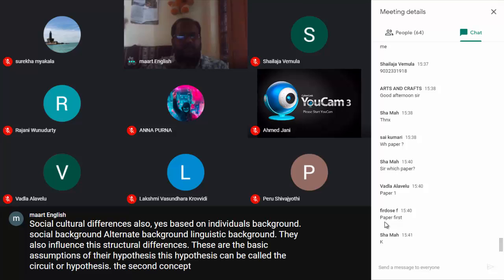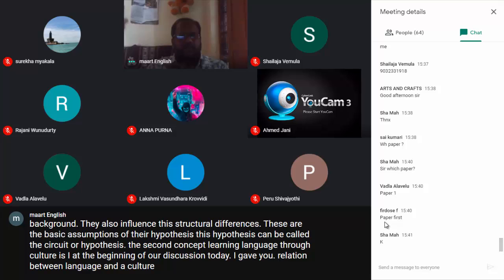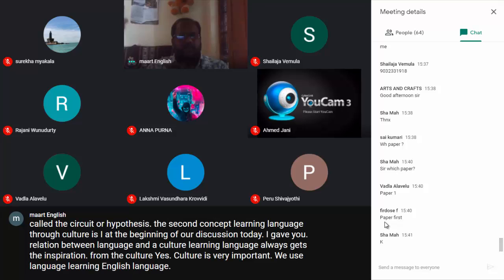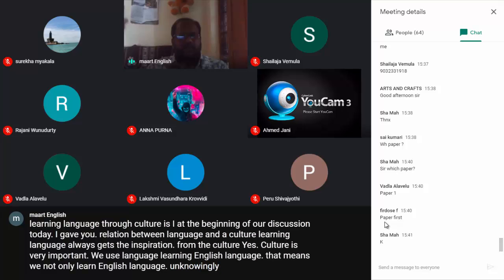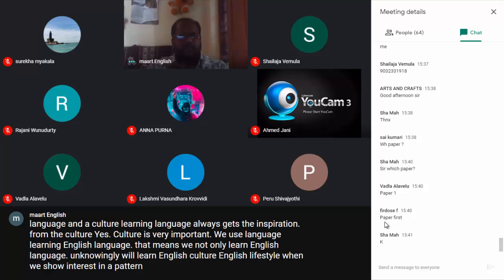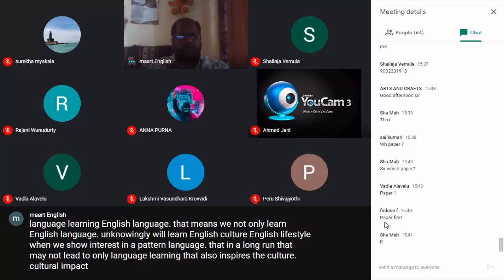The second concept, learning language through culture. At the beginning of our discussion today, I gave you the relation between language and culture. Yes, learning language always gets the inspiration from the culture. Culture is very important. We learn English language. That means we not only learn English language, unknowingly we learn English culture, English lifestyle. When we show interest in a particular language, in the long run that may not lead to only language learning, but also inspires the culture. Cultural impact can be significant.